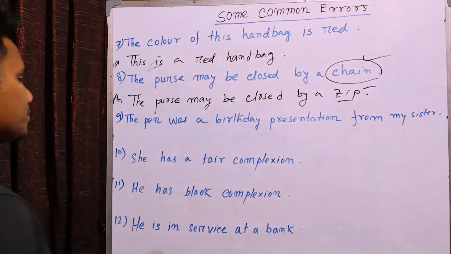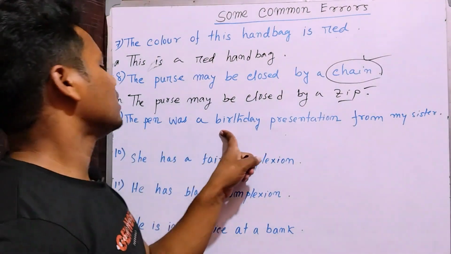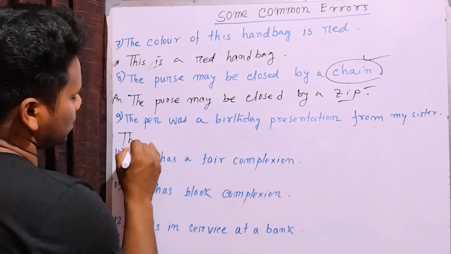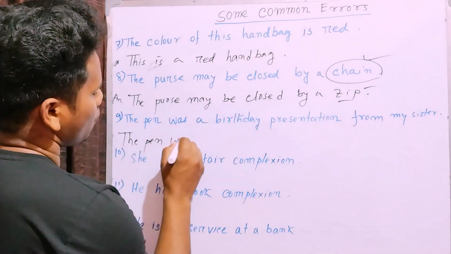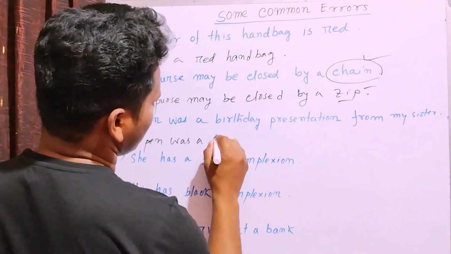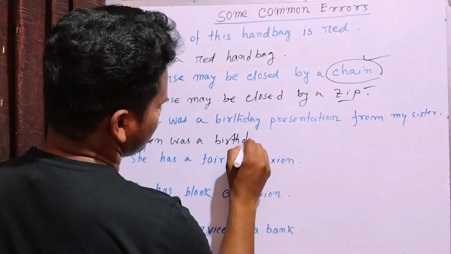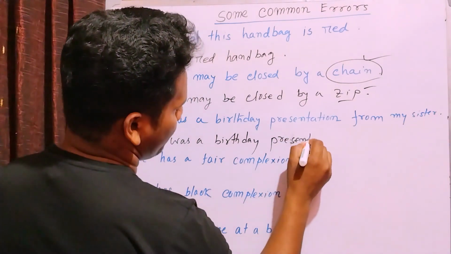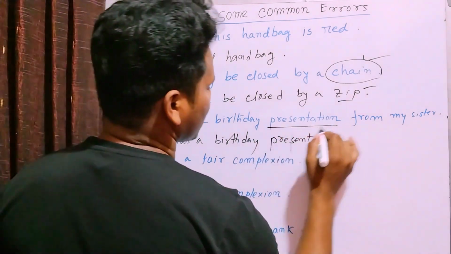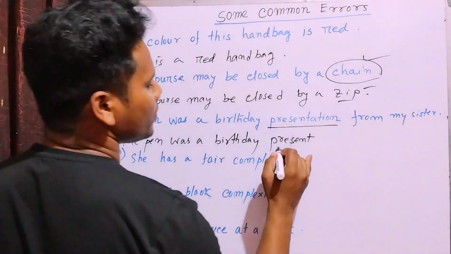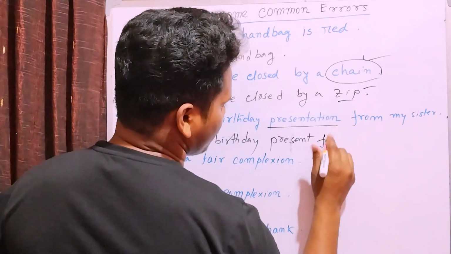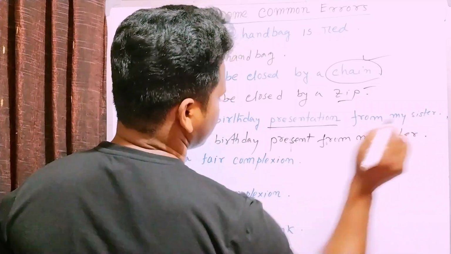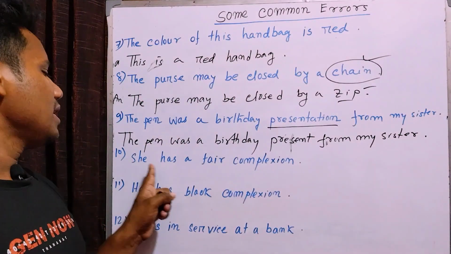Okay, so next: the pen was the birthday presentation from my sister. Answer: the pen was a birthday present from my sister. Not presentation; instead of presentation it will be present.